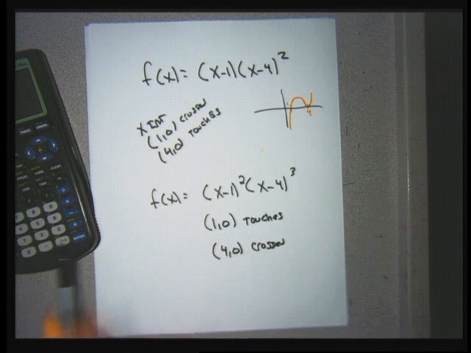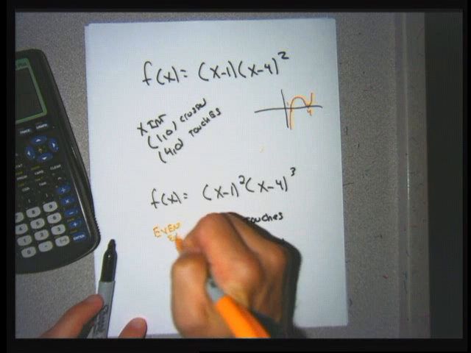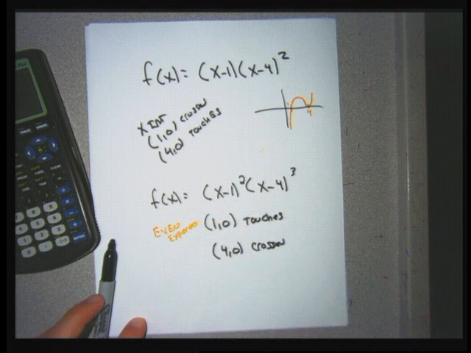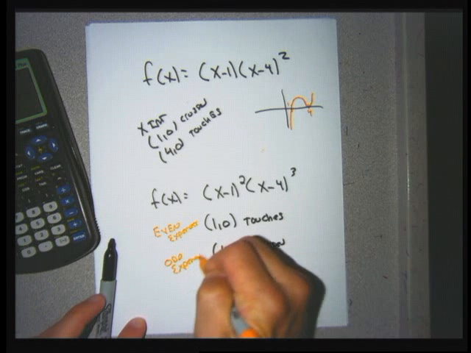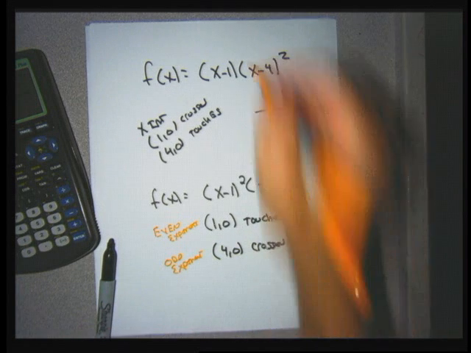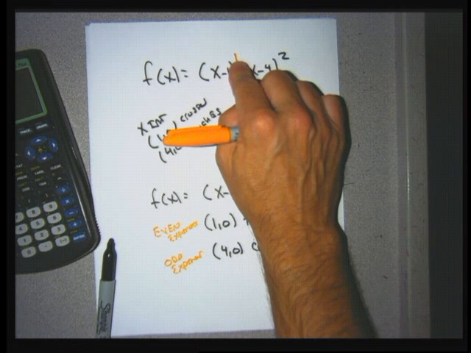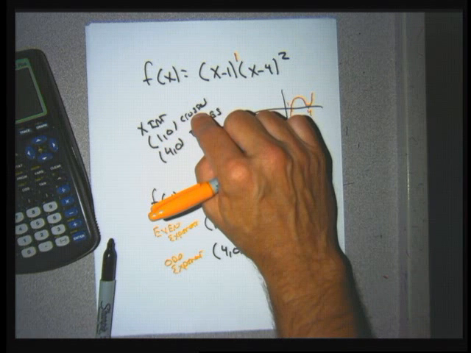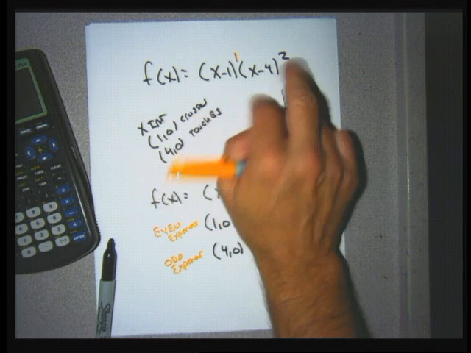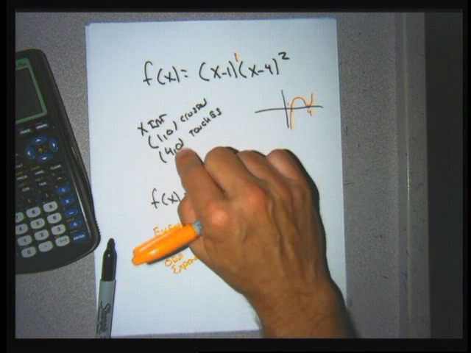So this even exponent with the factor makes the graph touch the x-axis. The odd exponent makes the graph cross. In my example that's still on this page, the x minus 1 didn't have an exponent, so it has an exponent of 1. That factor has an odd exponent. Its graph will cross the axis. The x minus 4 gave me an x-intercept of 4. Its graph will touch the x-axis.